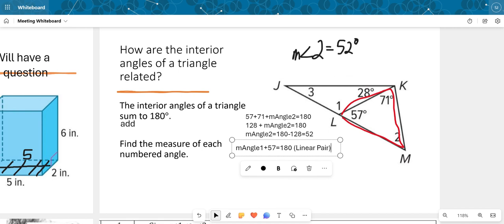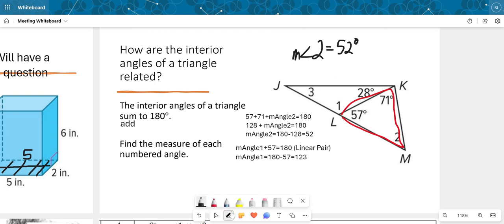So then we just subtract 57 from both sides. Measure of angle 1 should equal 180 minus 57, which we said was the same as 123. We wrote that down. We said the measure of angle 1 is 123 degrees.